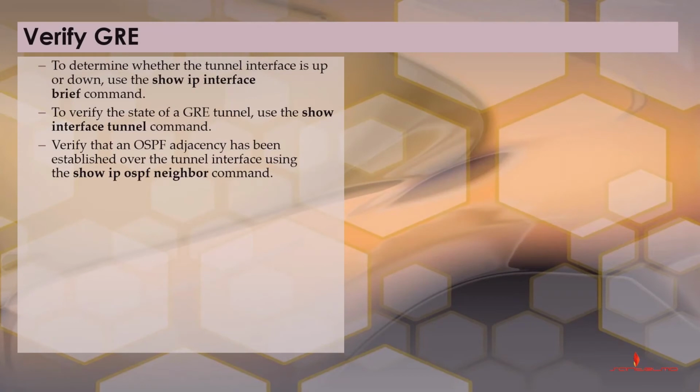You can use the show IP interface brief command and see the status of the interface. It should be up. To verify the state of the GRE tunnel, you can also use the show interface tunnel command, or verify that OSPF adjacency has been established over the tunnel interface. You can use show IP OSPF neighbor. In this demo, I'll be using OSPF as my dynamic routing protocol on the implementation of the VPN.